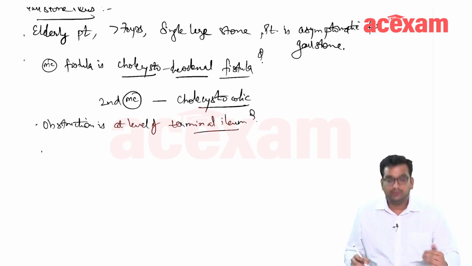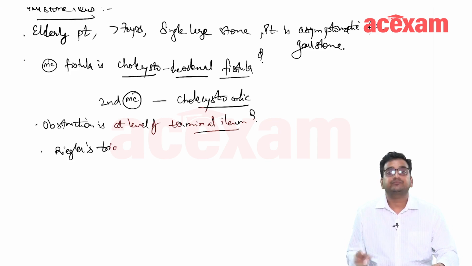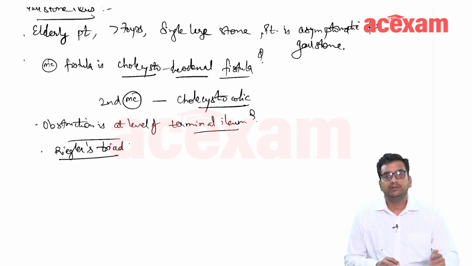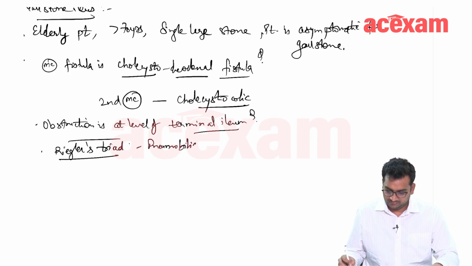Now, we know that Riegler's triad is seen, which is pneumobilia, ectopic gallstone and small bowel obstruction.